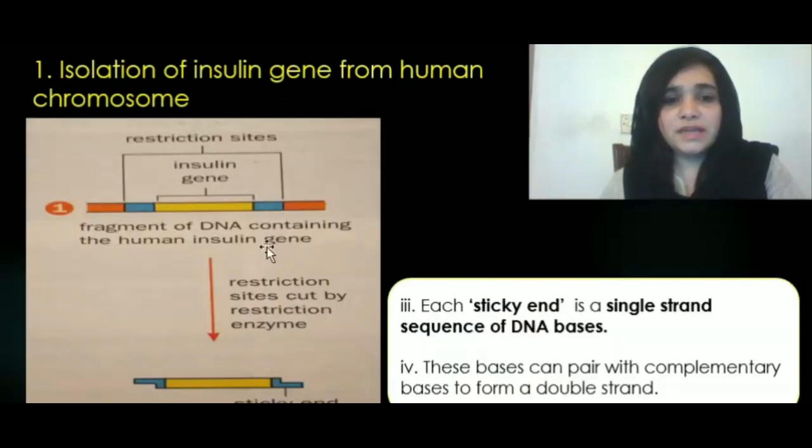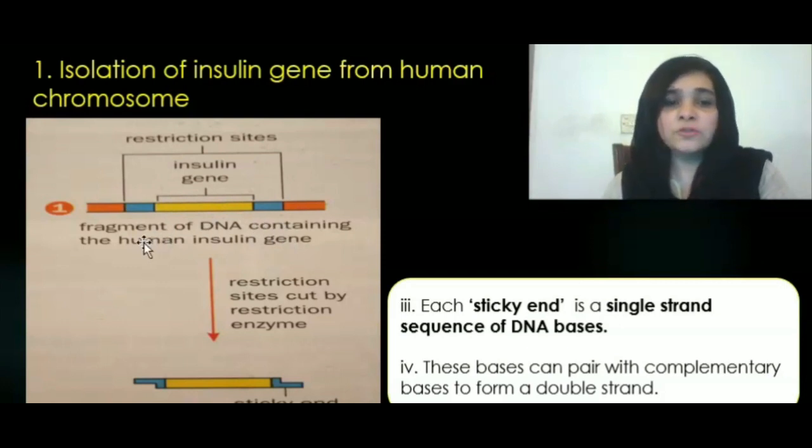So here is a diagram that shows the insulin gene, yellow one, and restriction sites, blue in color, are shown on both sides of the gene. So fragment of DNA containing the human insulin gene. The whole fragment is the human DNA fragment and insulin gene is located here.